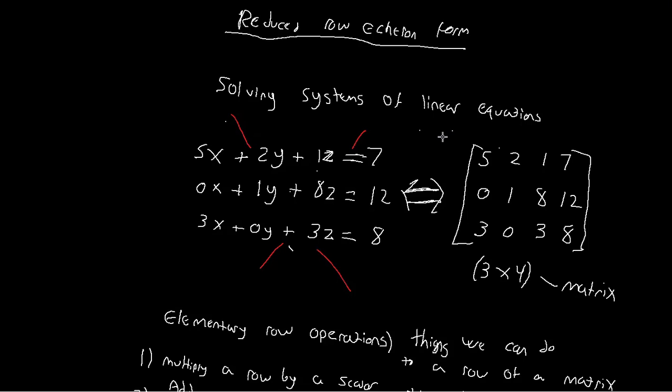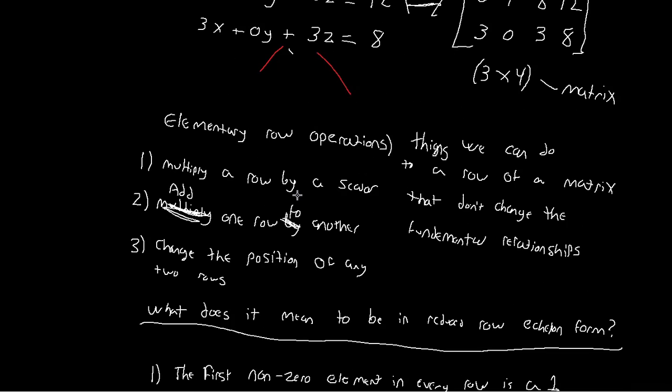Before we get into this video's topic, I want to recap two important things from the previous videos. The first is the idea of elementary row operations. Elementary row operations were basically just the things that we could do to a matrix that don't change the relationships, thinking about the relationships in terms of these linear equations. We can multiply a row by a scalar, we can add rows together, and we can change the position of rows. These are the three things we can do that don't break the matrix. As long as we're only doing these three things, we're good.